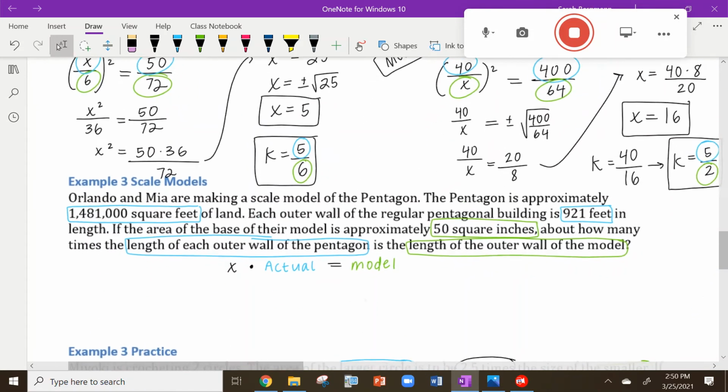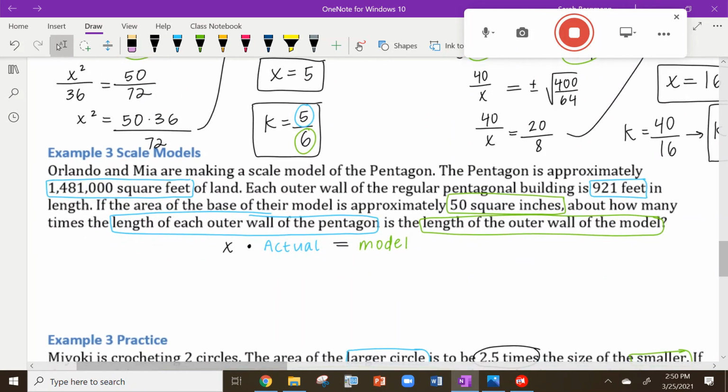Let's do another one together. This says we're using scale models. It says Orlando and Mia are making a scale model of the Pentagon. The Pentagon is approximately 1,481,000 square feet of land. Each outer wall of the regular pentagonal building is 921 feet in length.